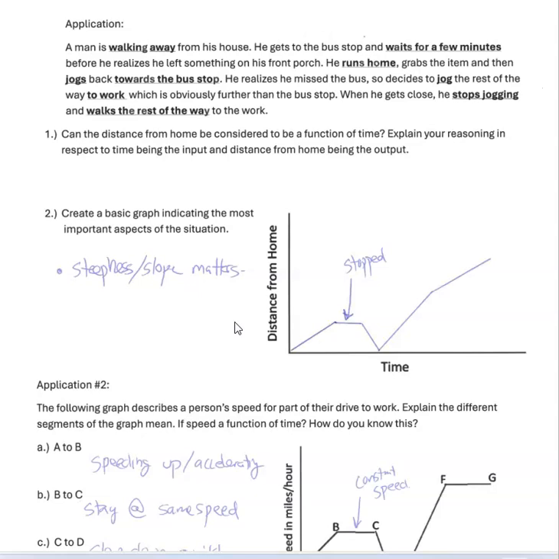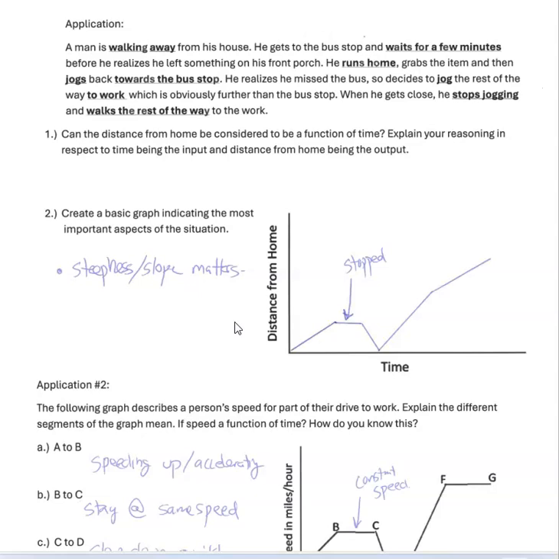We're not actually using numbers on here. We're just looking at the general shape of what the graph would look like and looking at basic characteristics and making sure that you guys understand what the different characteristics mean. So if I say a man is walking away from home, gets to the bus, stops for a few minutes, realizes he left something on the front porch, runs home, grabs the item, jogs back towards the bus stop, realizes he missed the bus, so he jogs the rest of the way to work, and then when he gets close, he slows down and starts walking.